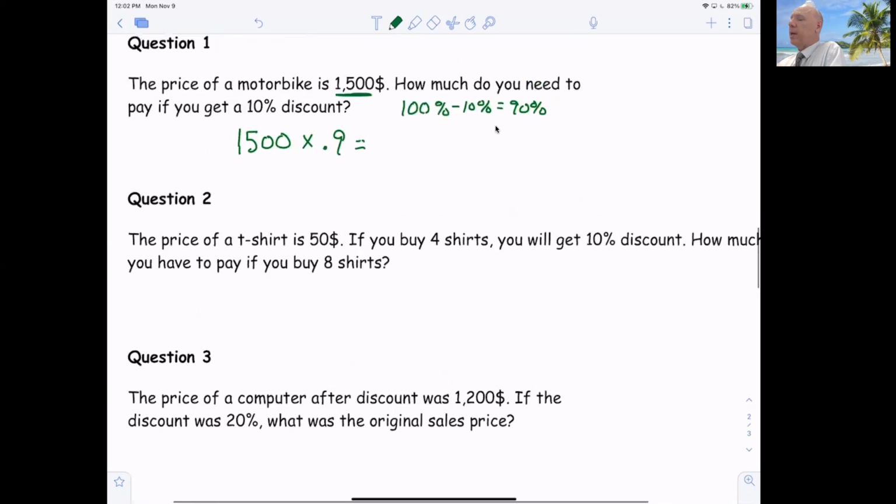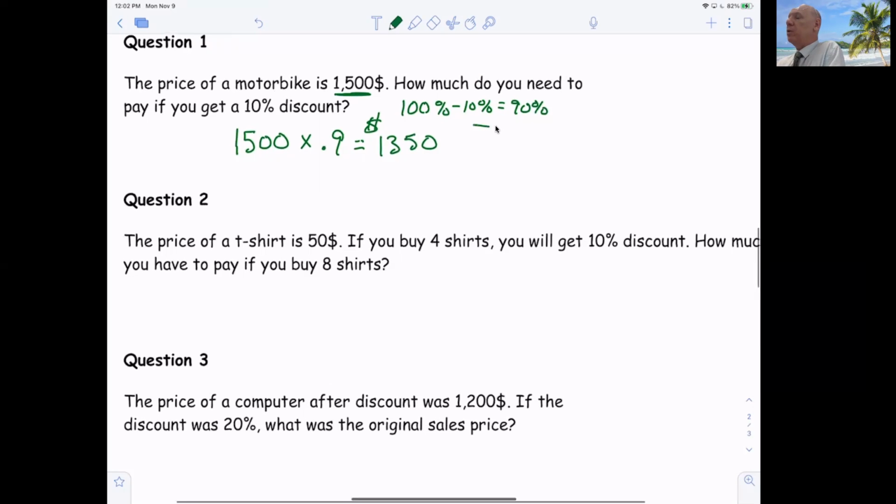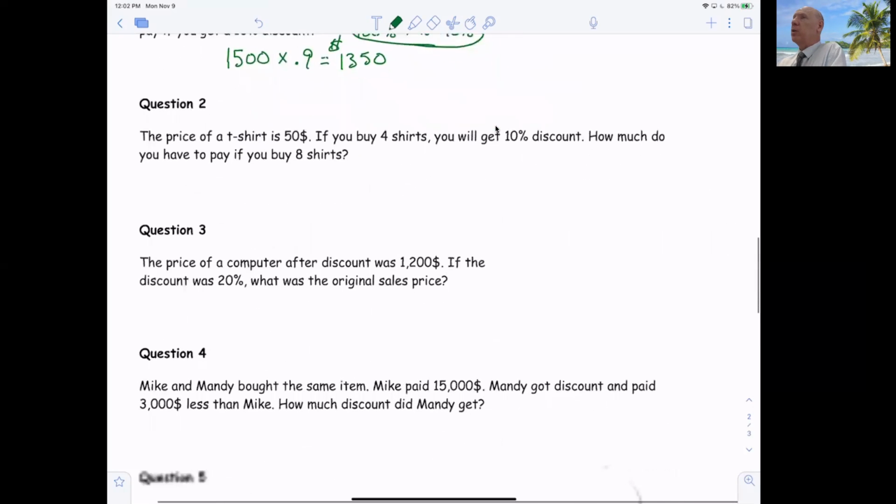How much do you have to pay? You have to pay $1,350. What? No, that's not the percentage. You move it on the percentage is what you do. Not on the money. All right, number 2, read, go.